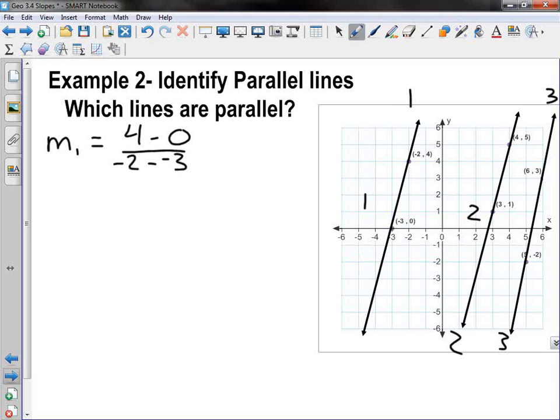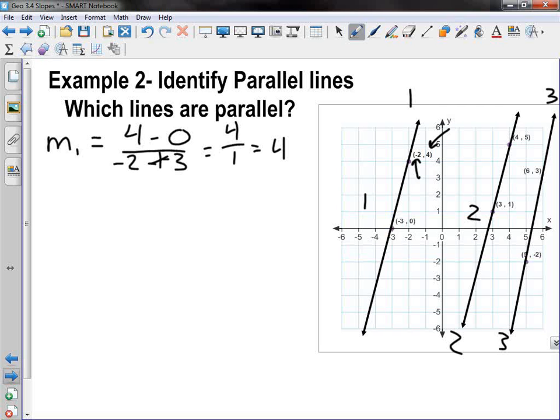Remember, if I put 4 first on the top, then -2 has to go first on the bottom, right? Does that make sense to everybody? Okay. 4 take away 0? -2 minus the -3? 4. So we get a slope of 4, right?